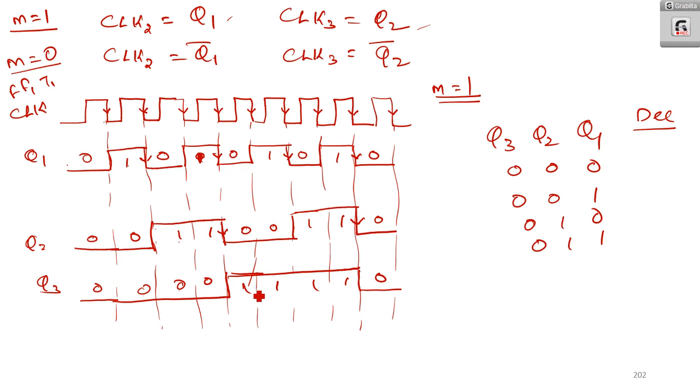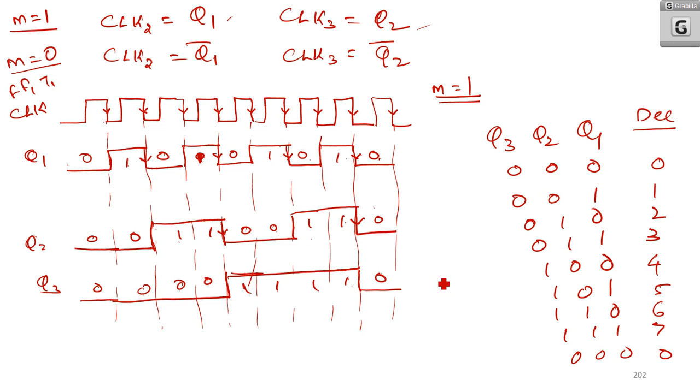In the next clock, you have 1, 0, 0. Then 1, 0, 1. Then 1, 1, 0. Then 1, 1, 1. And in the next clock it becomes 0, 0, 0. If you write the decimal equivalents, you get 0, 1, 2, 3, 4, 5, 6, 7, and again back to 0.